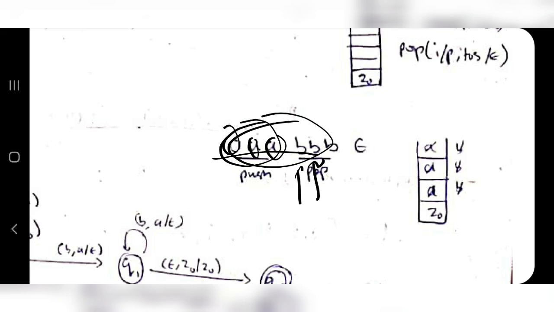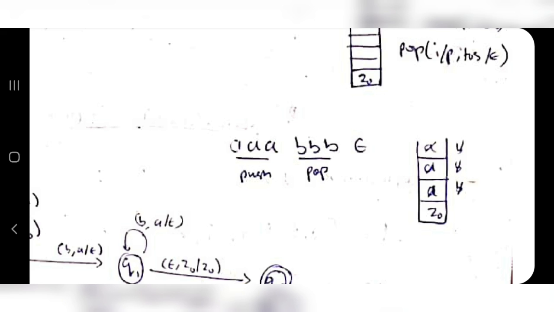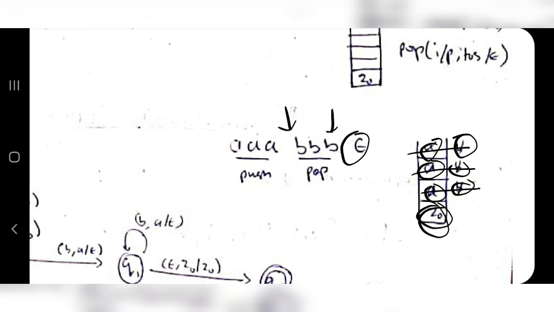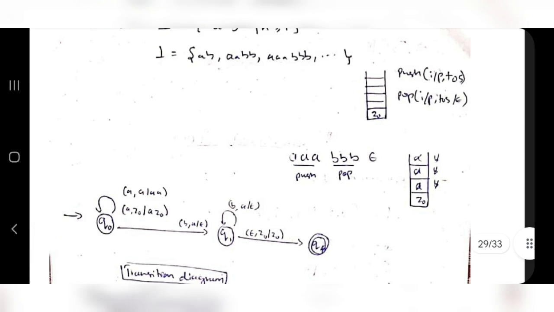Okay, so in this diagram, as you can see here, we are starting from z0. Whenever we get a, we will be pushing it into the stack. B means pop, then b means pop, b means pop. After b's are over, if the string is empty, then it's z0, that means the starting state. After we have seen it's working, let's see how to make the transition diagram.